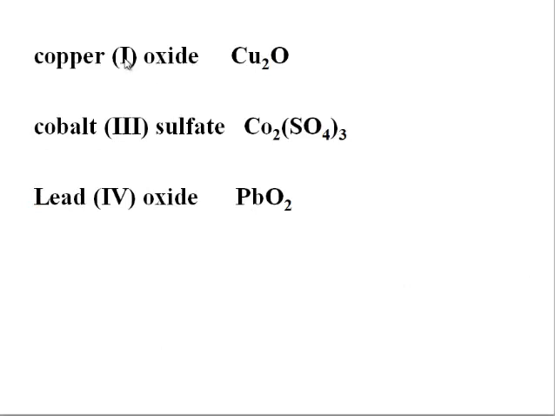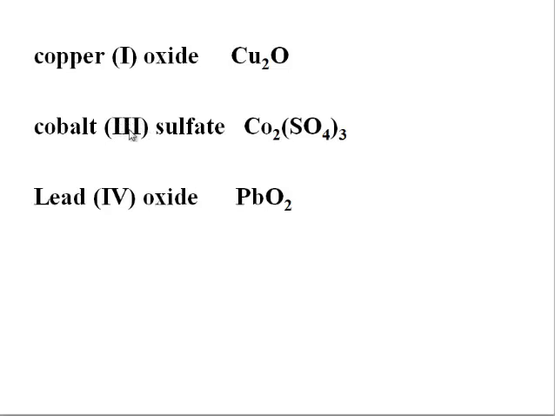Copper 1 oxide would need 2 copper atoms with +1 charge to balance the negative charge of 1 oxide, and hence has the formula Cu2O. Formula of copper 1 oxide again is Cu2O.